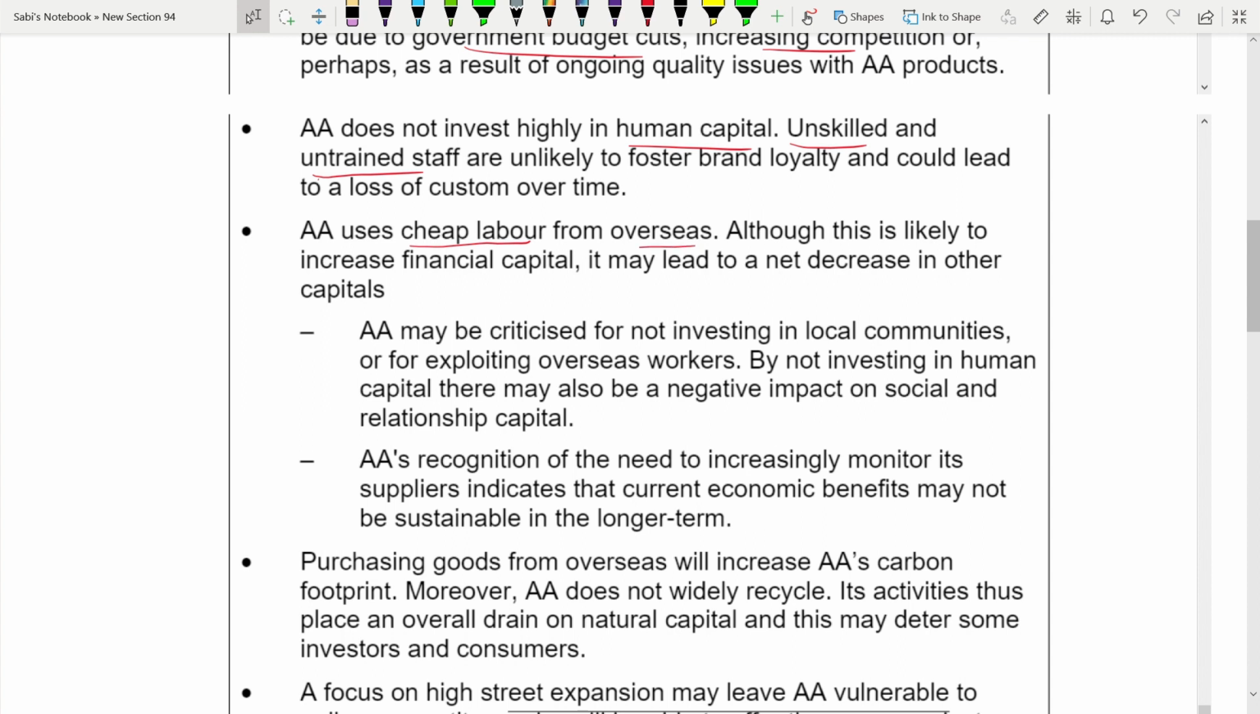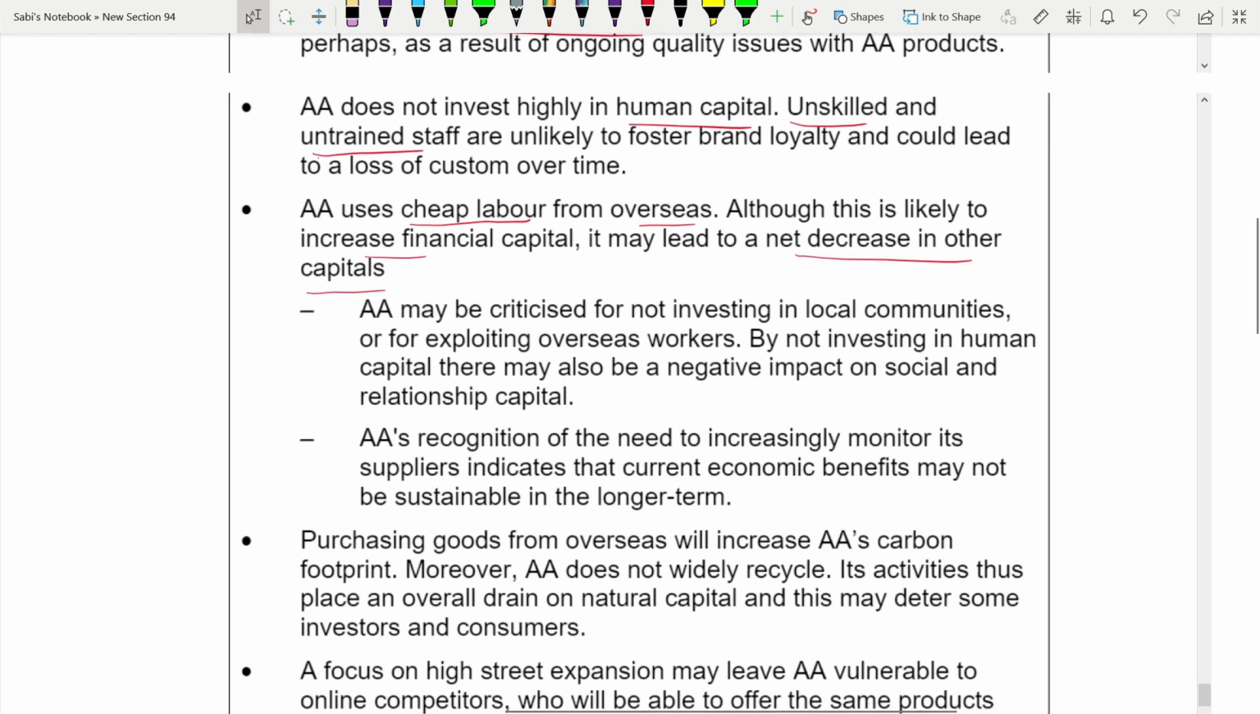Now let's see what the impact is. You have to explain the impact basically. So even if you're using cheap labor, you might say in terms of finance, you are saving cost. It might increase your financial capital, but it may lead to a net decrease in other capitals. Your other capitals will suffer. Remember, all the six capitals are interlinked, they're dependent on each other. If you're having a positive impact somewhere, it will have a negative impact somewhere else. It's always like that, because it is cut from some other capital to get a gain in that capital.